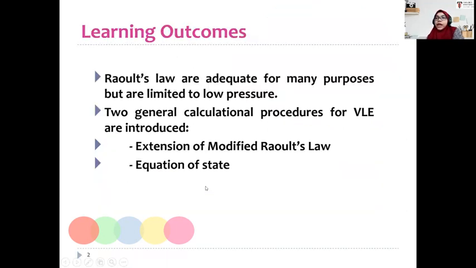Okay, previously we have differentiated between the ideal and non-ideal solution, or the real and the ideal condition. The non-ideal condition operates at higher pressure, and for the ideal condition, it operates at a lower pressure.